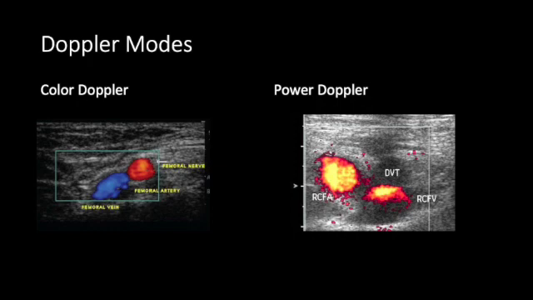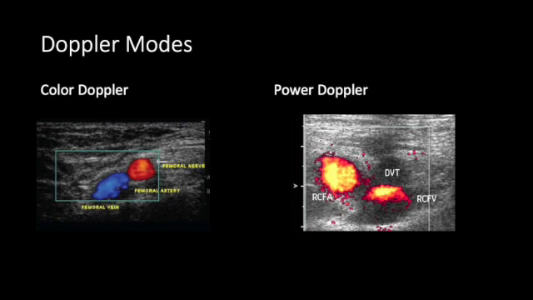Let's talk about color and power Doppler. Color Doppler uses superimposed color on the B-mode image to represent velocity. It does so by having both a positive and negative scale, with positive velocities represented in one color and negative velocities in the other color. We'll have a whole slide dedicated to interpreting that in just a second.